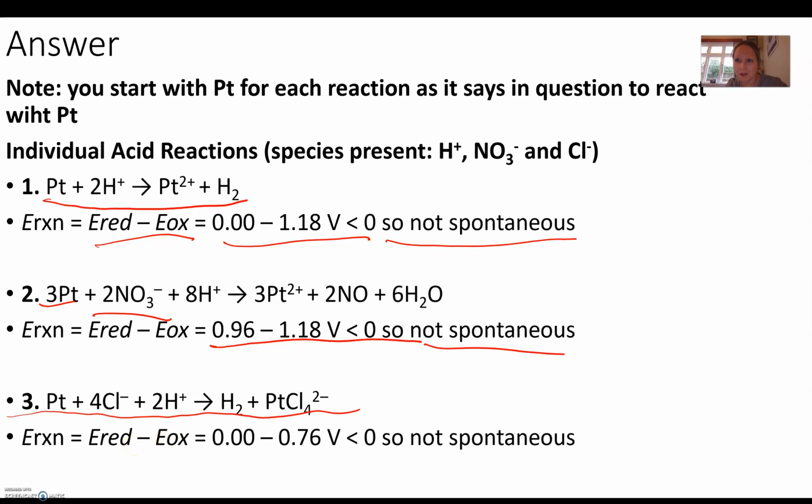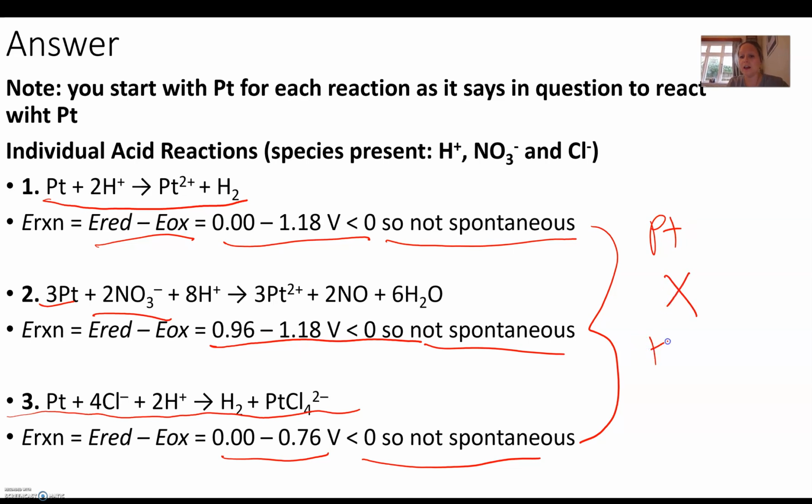That's what you were left with, so that's what it had to be, because it was the only other equation that had chloride and platinum in it. So hopefully that makes sense. Once you've balanced that out, you can then do reduction minus oxidation, and again you'll see that it's not spontaneous. So what each of these equations is showing is that platinum metal will not react with HCl on its own or HNO3 on its own. So hopefully that makes sense.